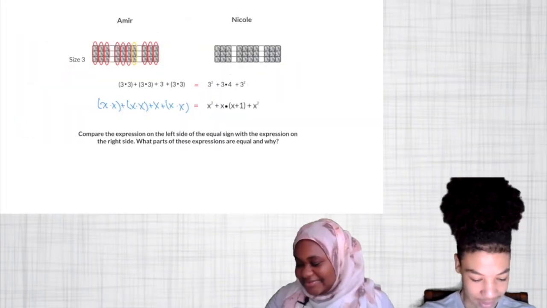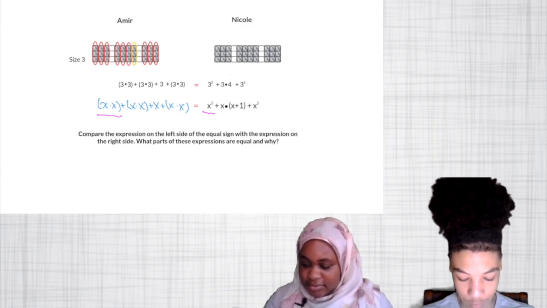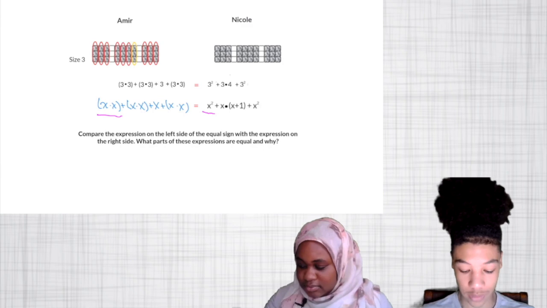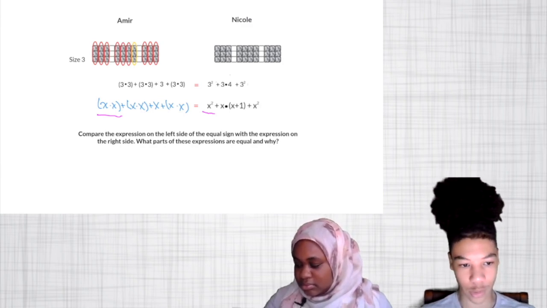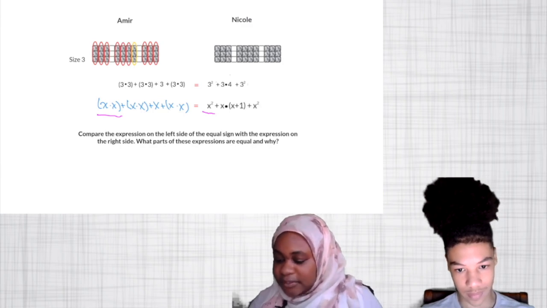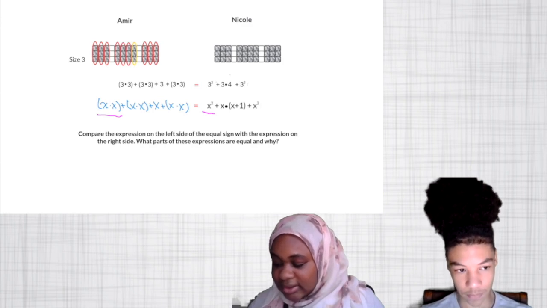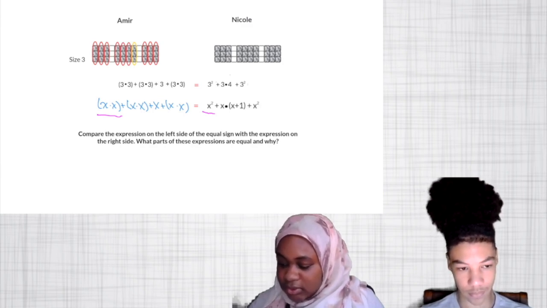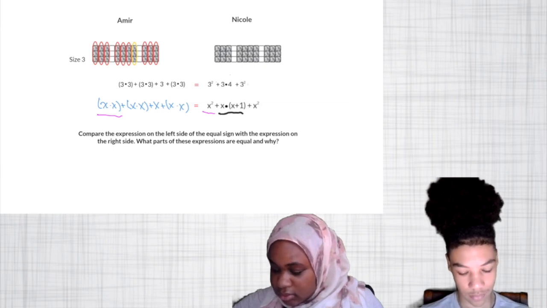I noticed that x times x and x squared are similar, because x squared is x times x, and x times x is on the left side of the equal sign. So I know those are both equal. Yeah. I also know that the plus x and then the x times x plus 1, those are equal to this part. And this.